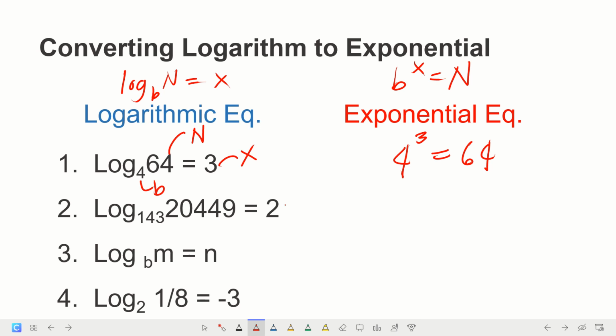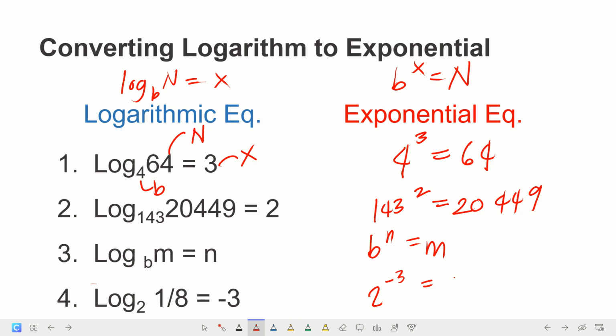So we have here 143 raised to 2 is equal to 20,449. Here, we have log of n to the base b is equal to x. To write it in exponential equation, we have b raised to x is equal to n. And for our last example, we have 2 raised to negative 3 is equal to 1/8.